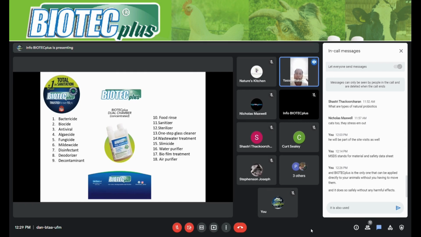BIOTECplus is used in groceries across Trinidad and Tobago, where they take all the fruits that they import, like your strawberries. If you go to any supermarket where you don't see fungus growing on the strawberries and the grapes, I can bet your life they are immersing the strawberries and the grapes in the BIOTECplus solution before they repackage it and put it on the shelf. So what that does, it removes the bacteria and the fungus and prevents the fruit from spoiling and rotting. You get a longer shelf life with it as well.